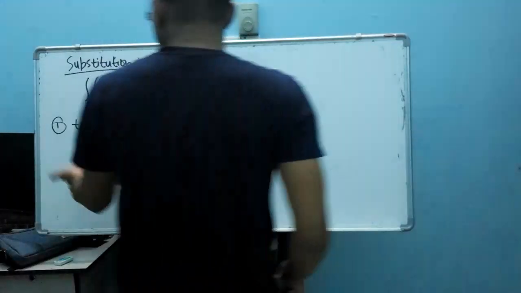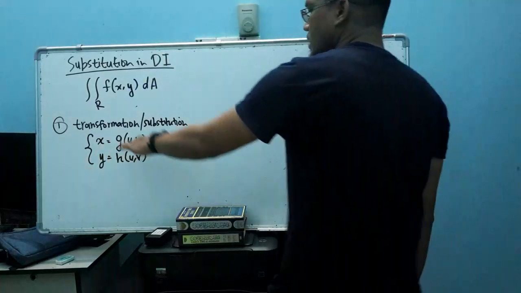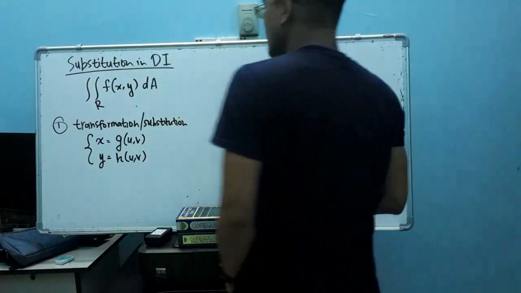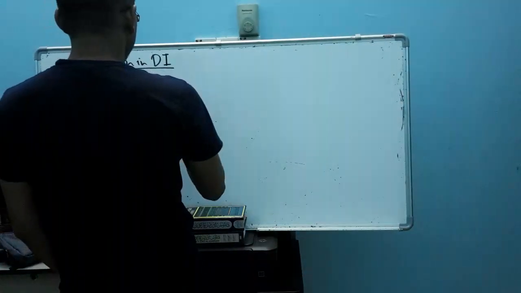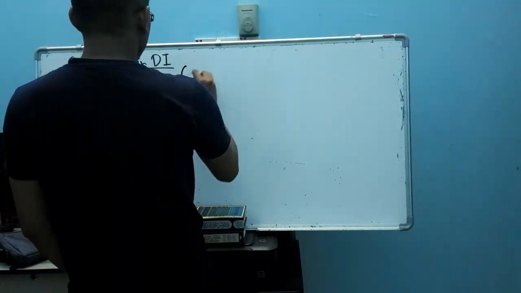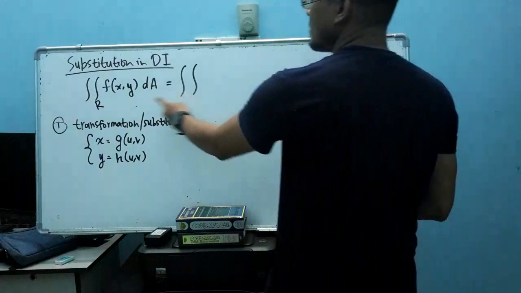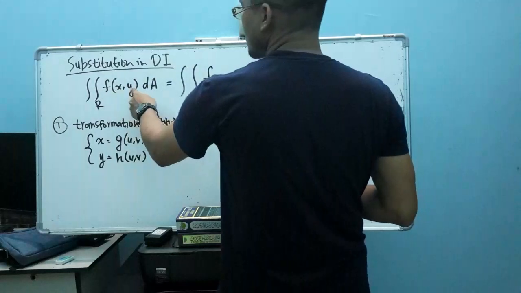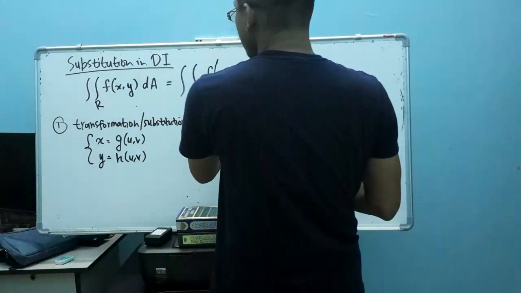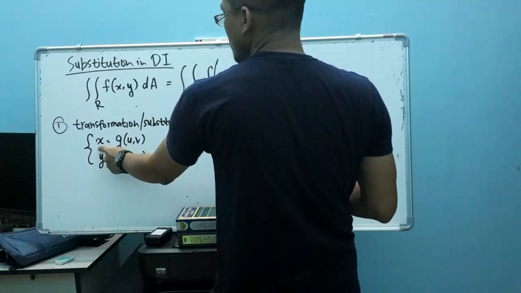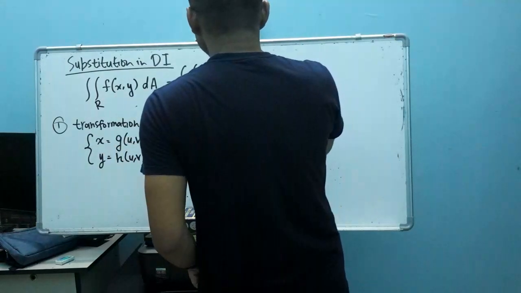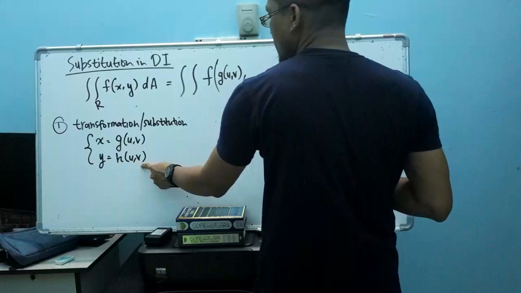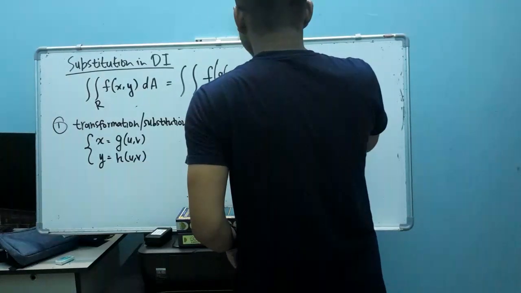Supposedly we have these two transformations, these two substitutions, for x and y. Therefore I can calculate the double integral. So this is equal to what? Of course I will have a double integral. Since I have f(x, y), I will have f here. What is my x? I need to substitute x with g(u, v), and y I need to substitute with h(u, v).